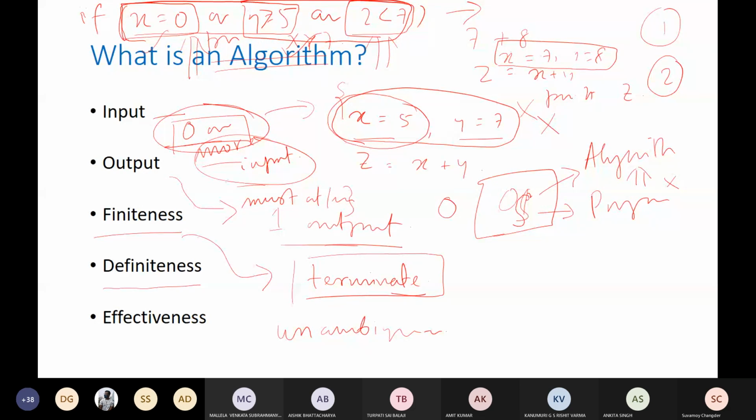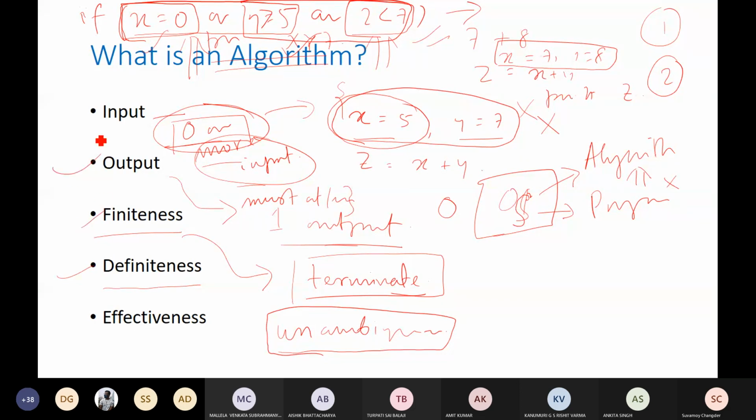So every algorithm should avoid this kind of ambiguous statement, and each and every statement of your algorithm must be unambiguous or definite. That means for a particular input, every statement should give a unique output. So the output for each and every statement for a specific input must be unique. Clear? So this is definiteness.